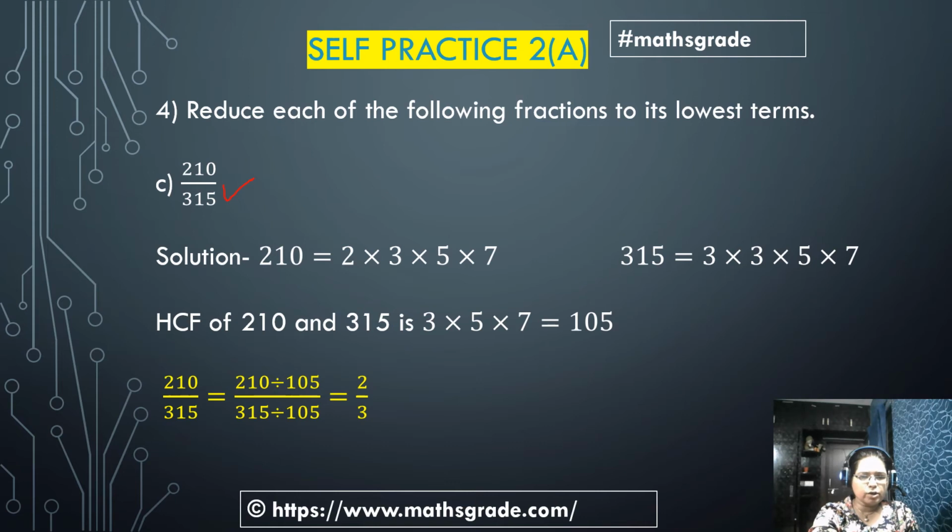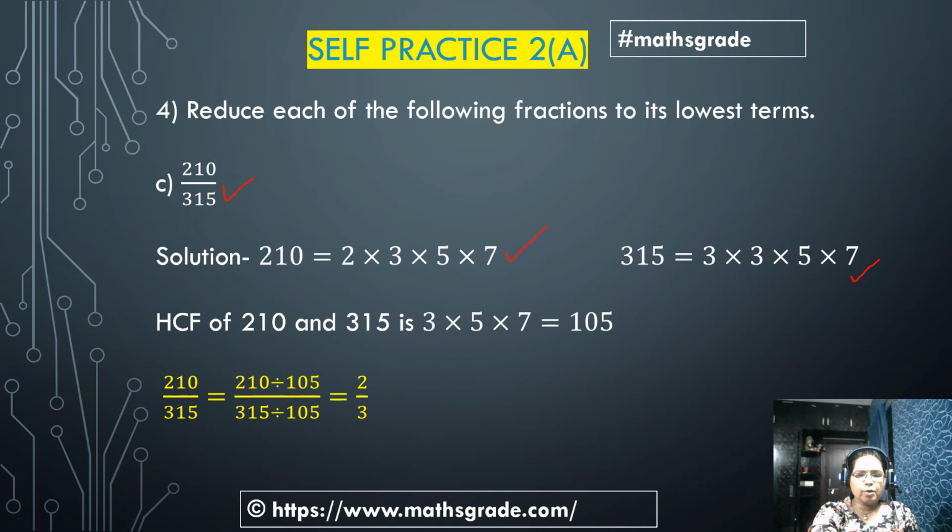210 is 2 multiplied by 3 multiplied by 5 multiplied by 7. We know 30 multiplied by 7 is 210, and the prime factorization of 30 is 2 multiplied by 3 multiplied by 5. So the prime factorization of 210 is 2 multiplied by 3 multiplied by 5 multiplied by 7. And the prime factorization of 315 is 3 multiplied by 3 multiplied by 5 multiplied by 7.